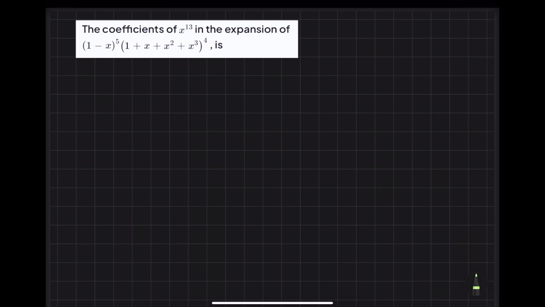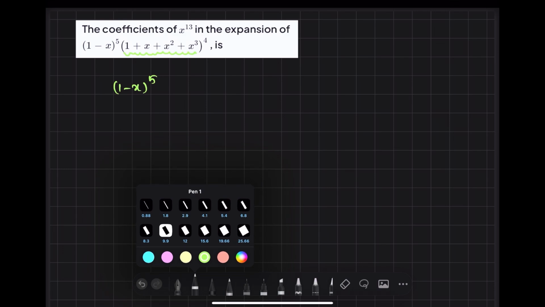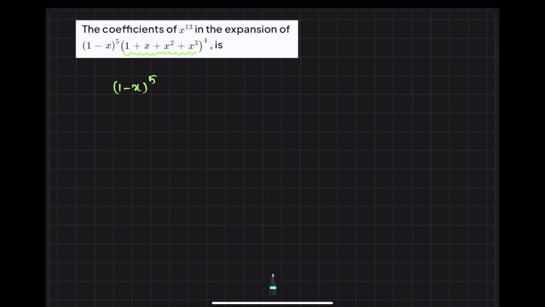Okay, so it is 1 minus x power 5. Now please observe this series. So it is 1, then x square, then x cube. So don't you think it is following some pattern? Exactly, it is a GP of how many terms? 4 terms.